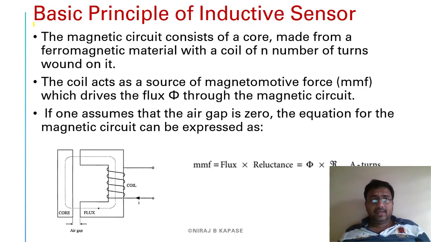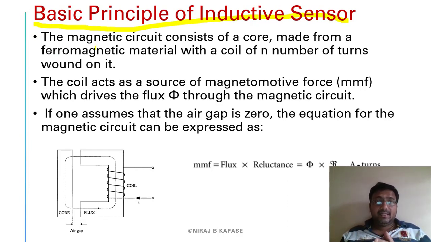So how is the inductive sensor built? It has a magnetic circuit consisting of a core made up of ferromagnetic material. This ferromagnetic material is very important, and the core has a coil with n number of turns wound on it. This diagram shows this. So this is a coil, and current flows in this way through the coil and then comes out. This material is a ferromagnetic material.